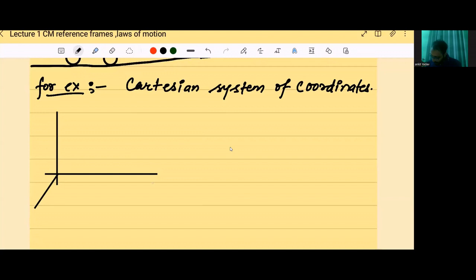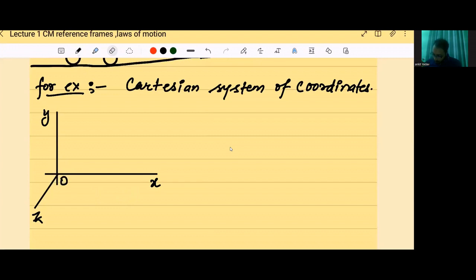For example, X, Y, Z. O. This is a coordinate system. O is fixed at a point. In this direction we can move: in the X direction, in the Y direction, and in the Z direction.